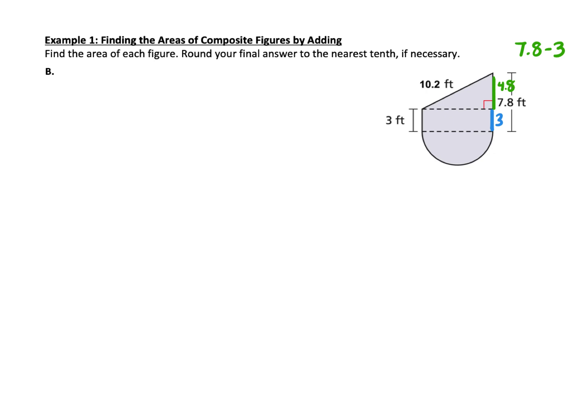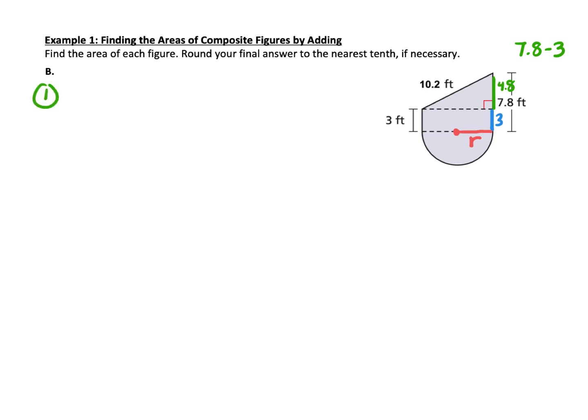Also note that in this half circle, the radius here isn't actually known, so we're going to have to figure out what that radius is before we can find the area of the half circle. Let's go ahead and start with the triangle on top.